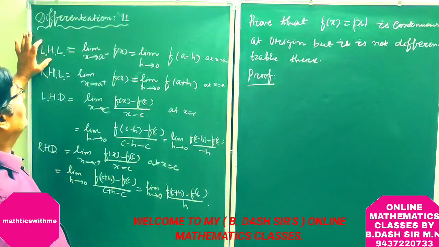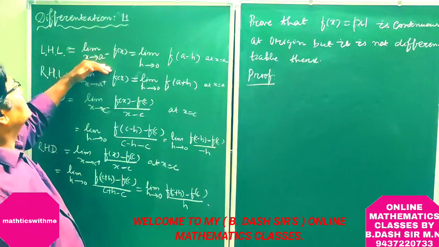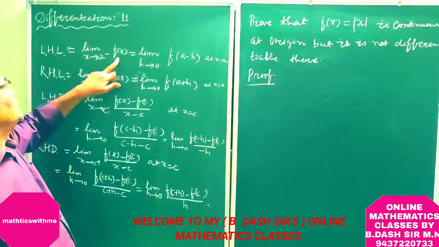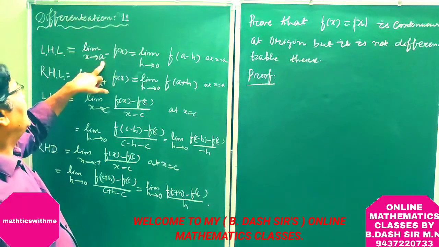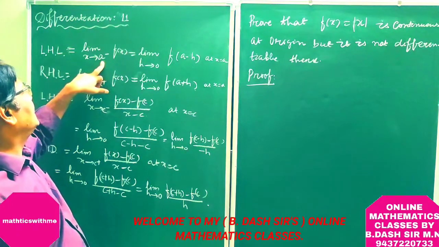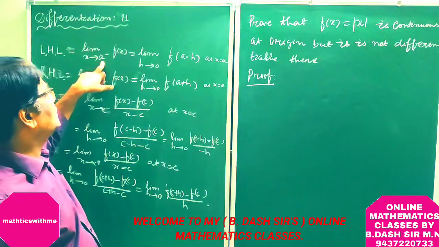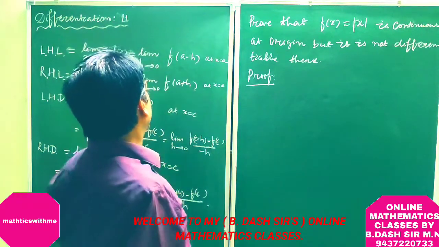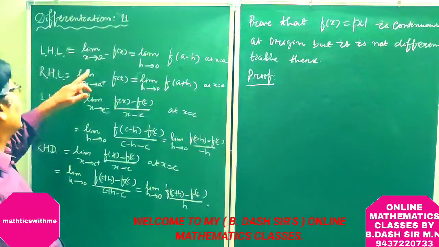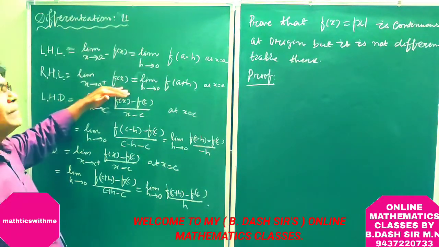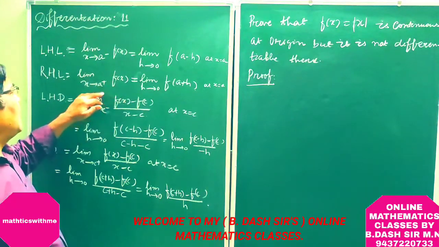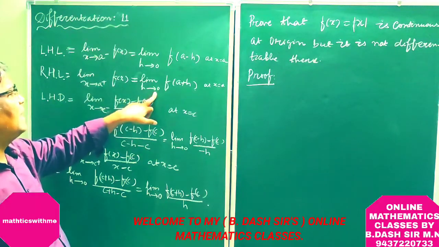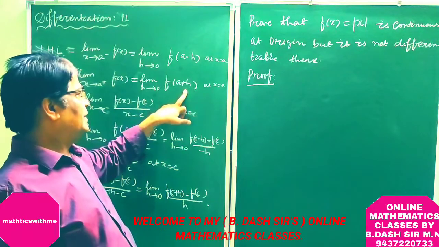Left hand limit, we can use this formula: limit as x tends to a minus of f(x). That means the left limit of the function f(x) at x = a. That means limit as x tends to a minus of f(x) equals limit as h tends to 0 of f(a - h), by which we can find the left hand limit of a function at x = a. Similarly, the right hand limit of the function f(x) we can find using this formula: limit as x tends to a plus of f(x) is equal to limit as h tends to 0 of f(a + h).